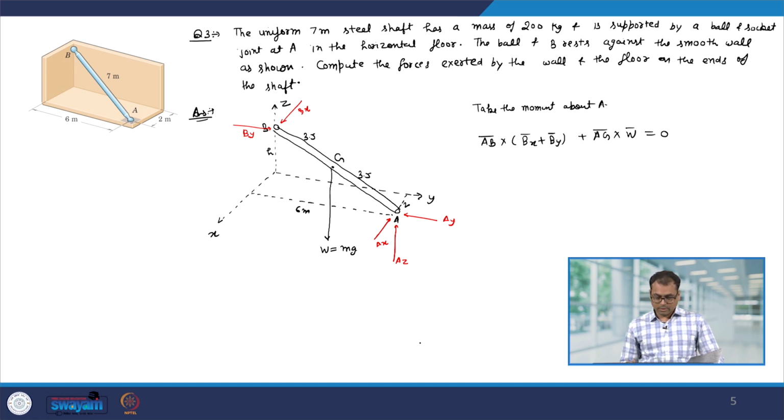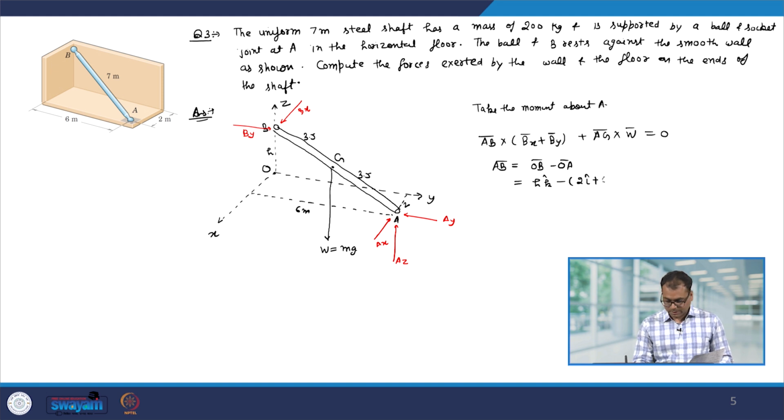Now, to solve this equation, I should know what is AB vector and what is AZ vector. So, let us first calculate what is AB vector. AB vector will be OB minus OA, wherein O is the origin, and this will be H times K cap minus 2I plus 6J.